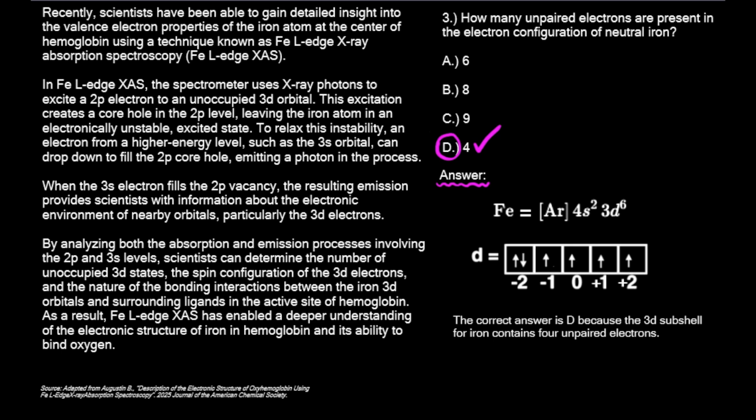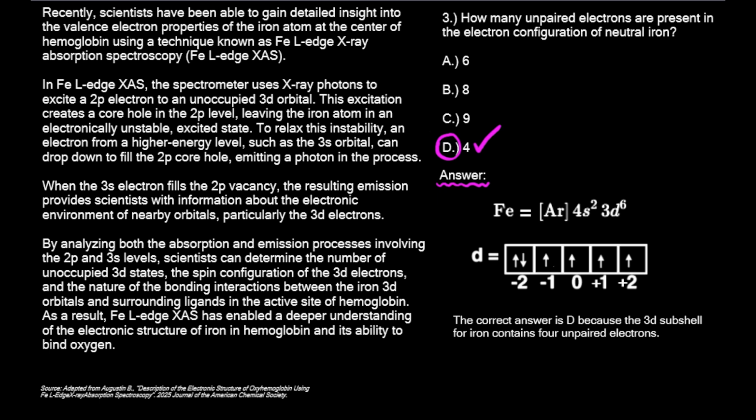Question number 3 reads: how many unpaired electrons are present in the electronic configuration of neutral iron? So, to determine the number of unpaired electrons in neutral iron, we first need to write its correct ground state electron configuration. Iron has an atomic number of 26, so its electron configuration is [Ar] 4s2 3d6.